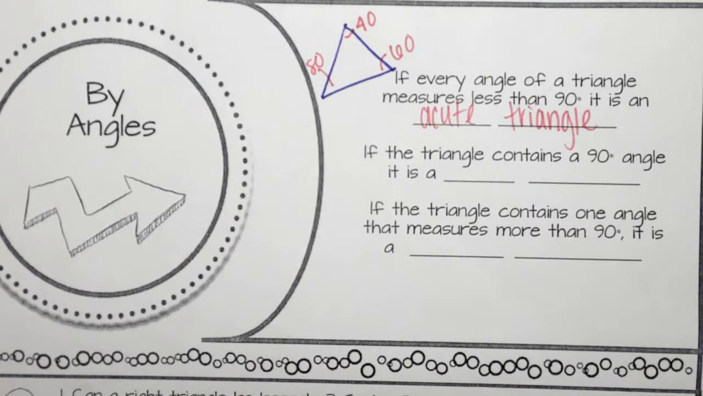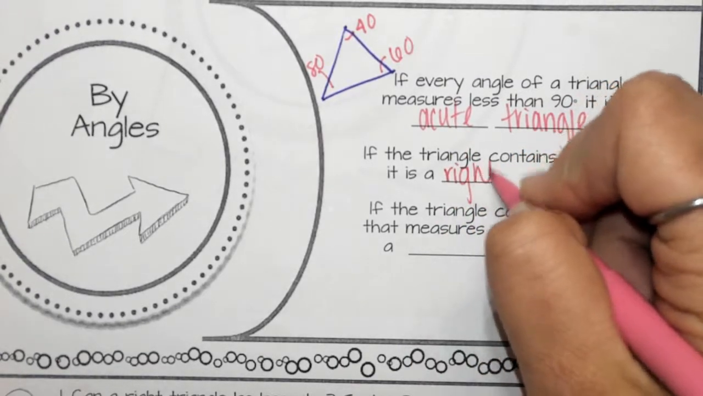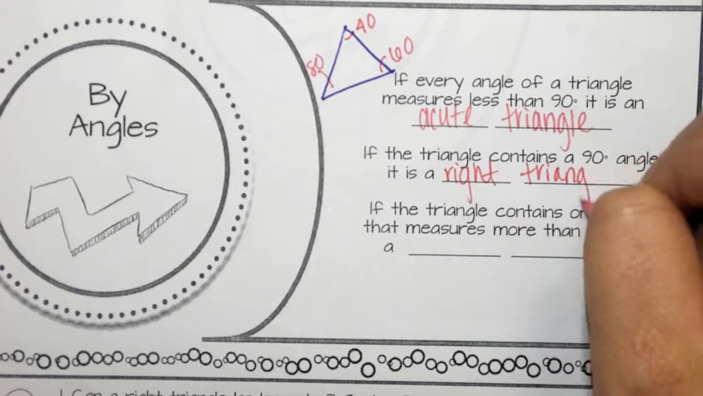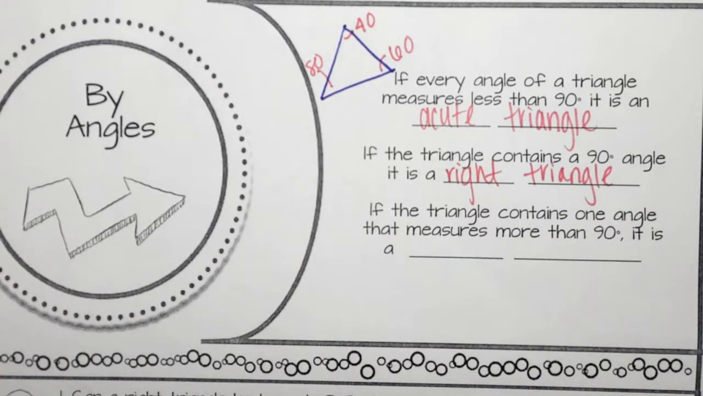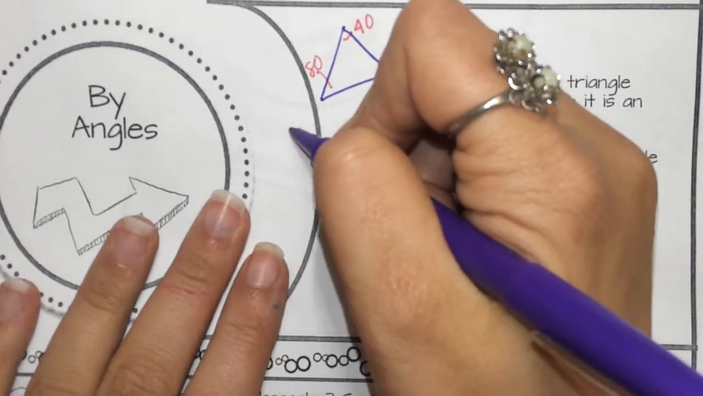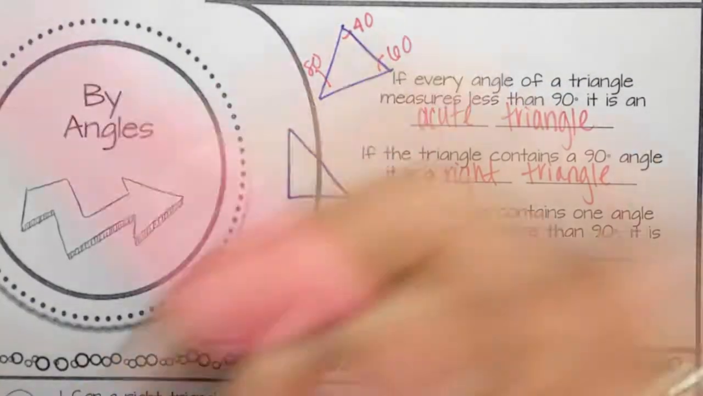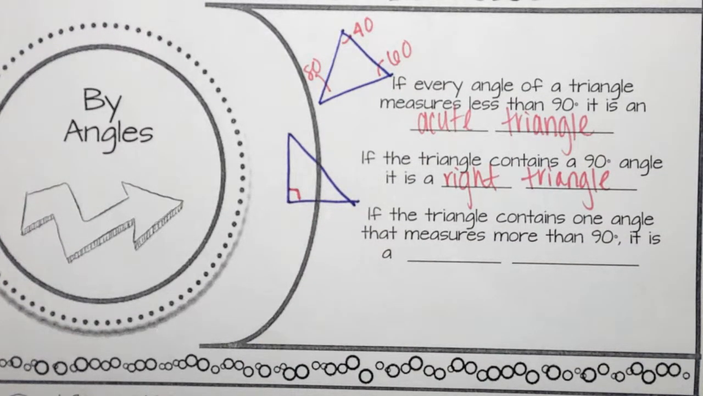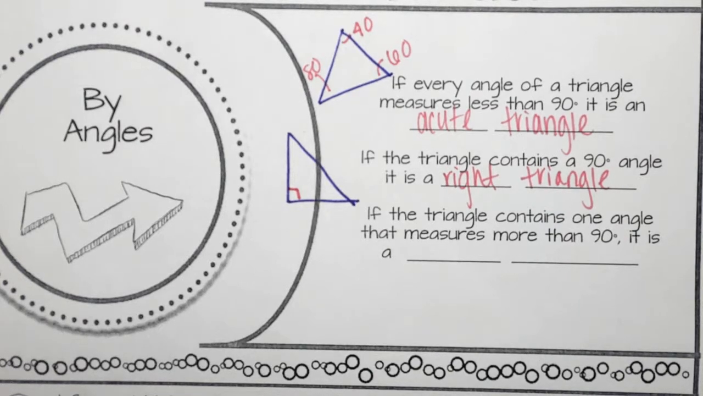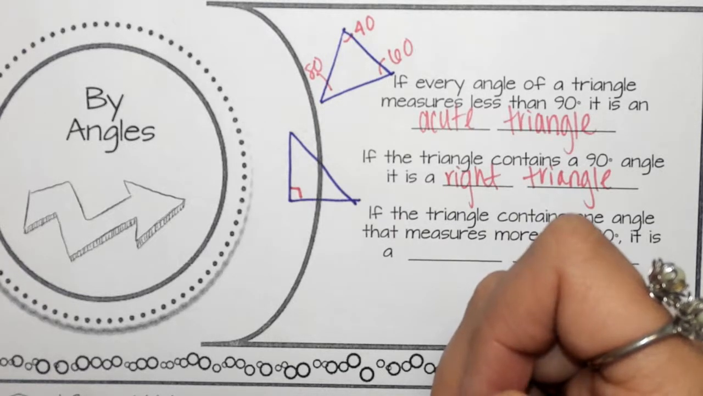Alright, next. If the triangle contains a 90-degree angle, it is a right triangle. So let's draw a right triangle. Alright, what does this box right there mean? That it's 90. So if this is 90, what does the sum of the other two measures have to be? 90. It has to be 90.